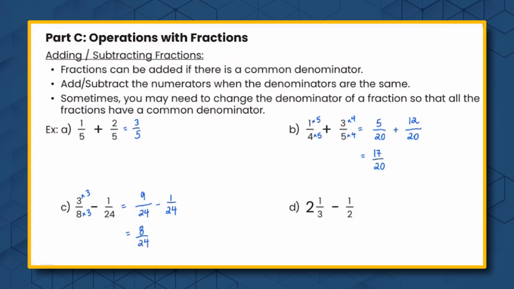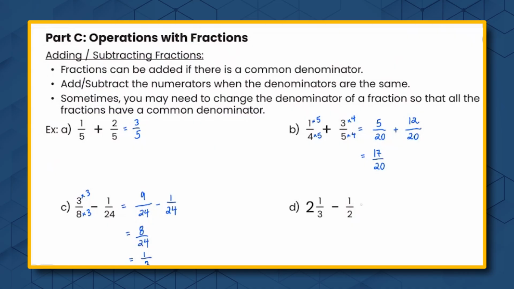Because if it isn't, we need to go one step further and reduce this fraction, just like we did at the top of this video. So looking at 8 and 24, we see that we can divide both of these numbers by 8. So if we divide 8 by 8, we get 1. And if we divide 24 by 8, we get 3. So when we subtract 3 over 8 and 1 over 24, we get 1 over 3 as the simplified answer. Perfect. Now let's move on to example D.